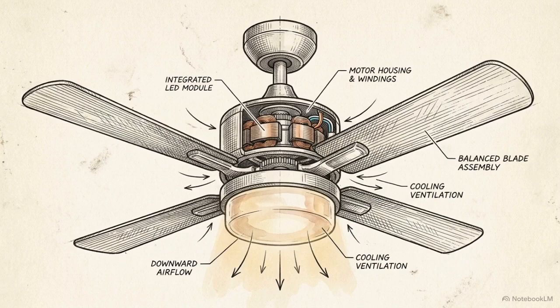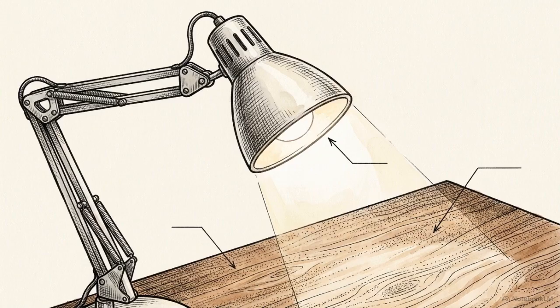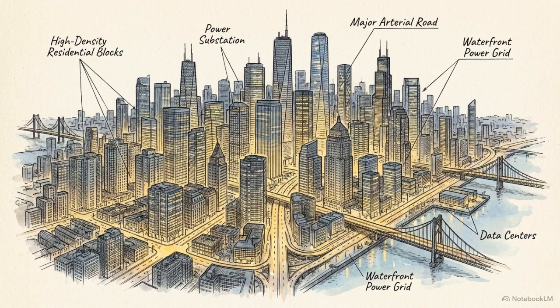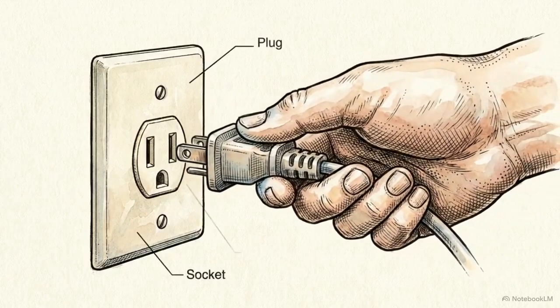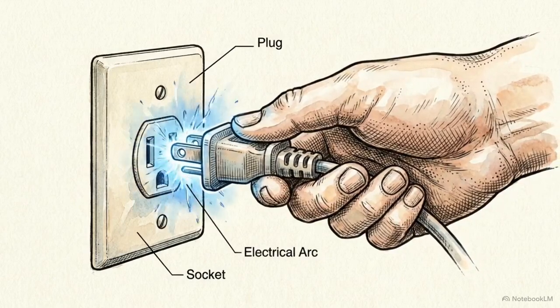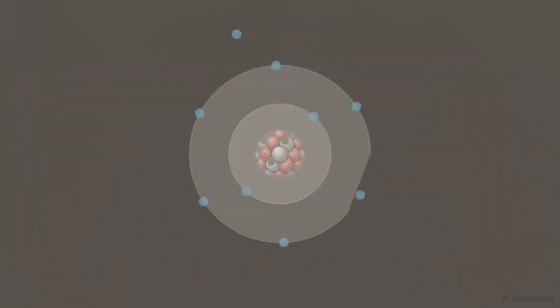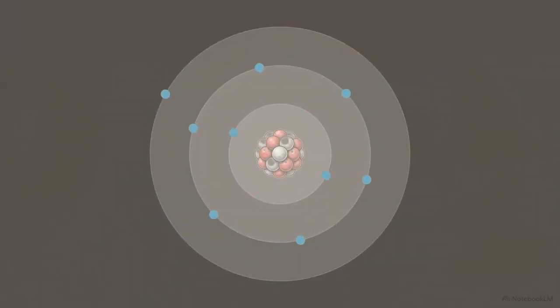Look around you. The fan spinning above your head, the lights in the room, the screen you're watching right now, they all run on electricity. We rely on this energy every day, yet we rarely pause to consider what is physically flowing out of the wall socket. To understand this flow, we examine the building blocks of matter.